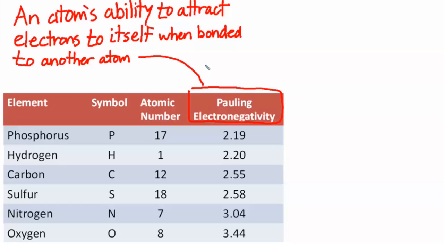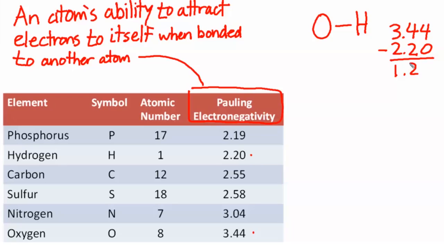To look at a bond's polarity, we start by finding the difference in electronegativity between the two atoms in the bond. So let's take a look at an oxygen to hydrogen bond. Oxygen has an electronegativity of 3.44, hydrogen has an electronegativity of 2.2, and that gives us an electronegativity difference of 1.24. What does that number actually mean? Is this a polar bond or a nonpolar bond?